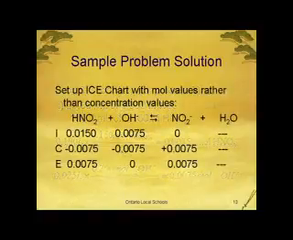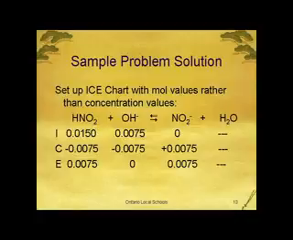Now that we know the number of moles of each of the HNO2 and the OH minus, we're going to set an ICE chart up with mole values rather than concentration values. And the way that we are going to do that is to show this reaction, which is a neutralization reaction, and we're going to leave the sodium ion out of the reaction equation here. We want just the net ionic reaction.